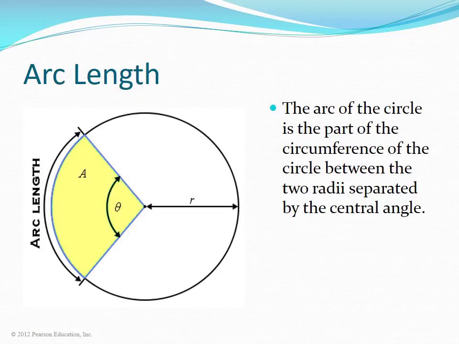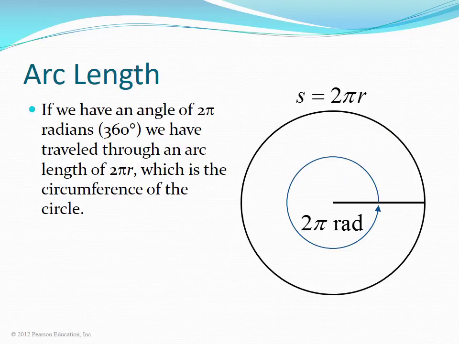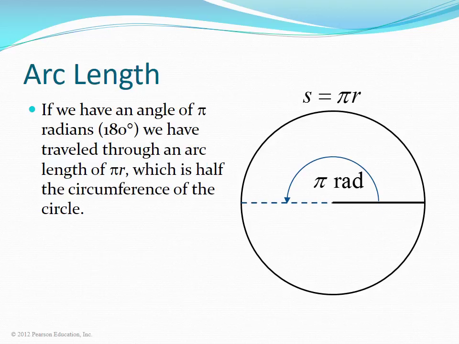The arc length of the circle is the part of the circumference of the circle between 2 radii separated by a central angle. If we have an angle of 2 pi radians, 360 degrees, we have traveled through an arc length, which we call S, of 2 pi times r, which is the circumference of the circle. If we have an angle of pi radians, 180 degrees, we have traveled through an arc length of pi times r, which is half the circumference of the circle.